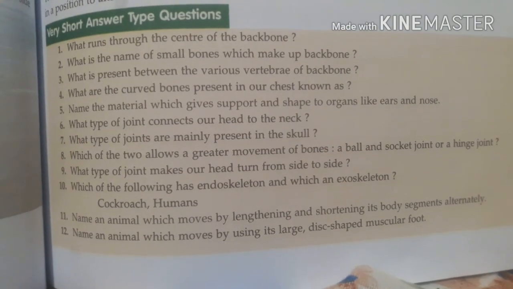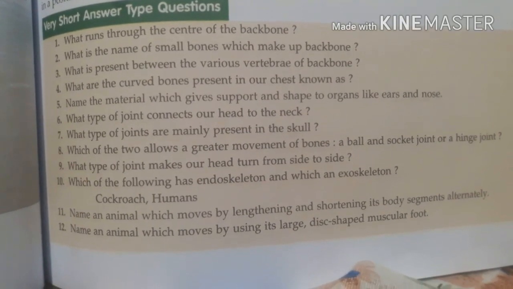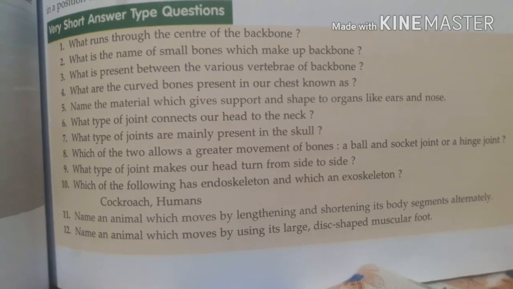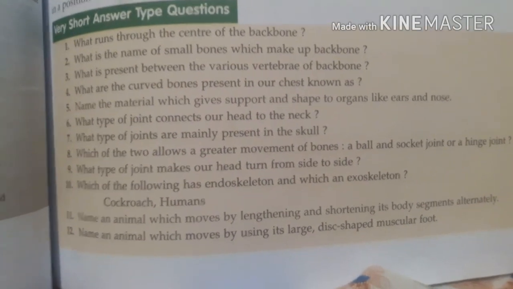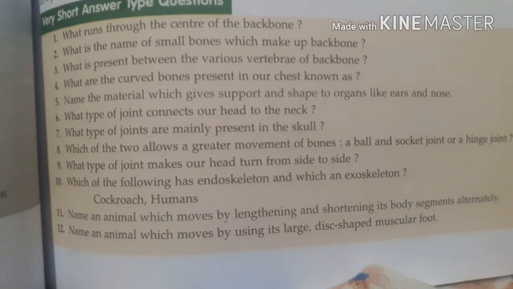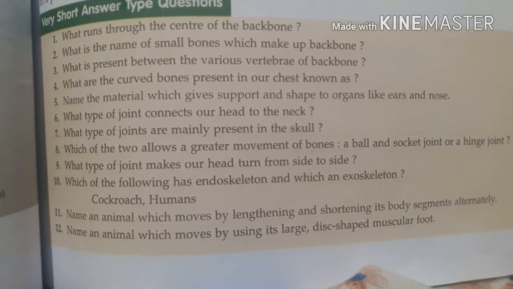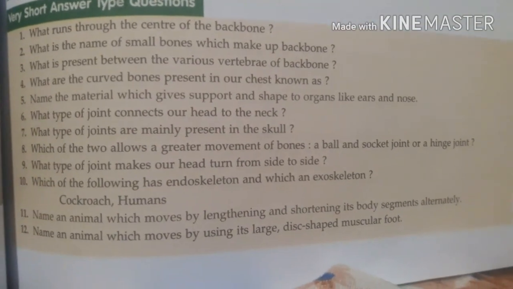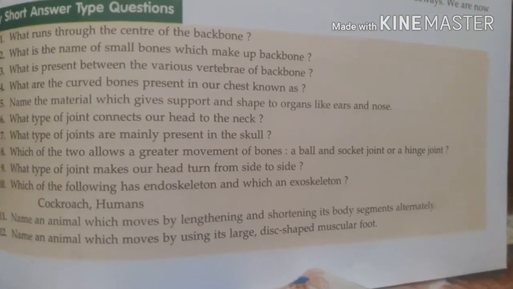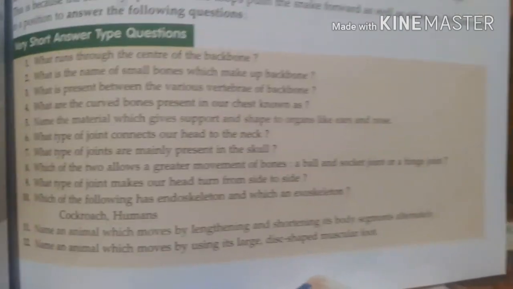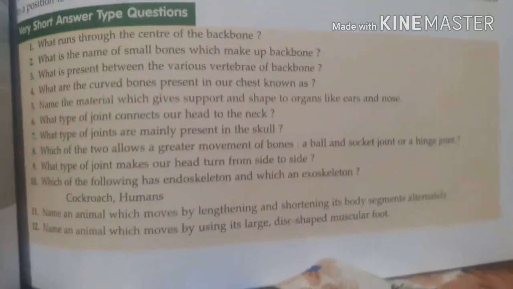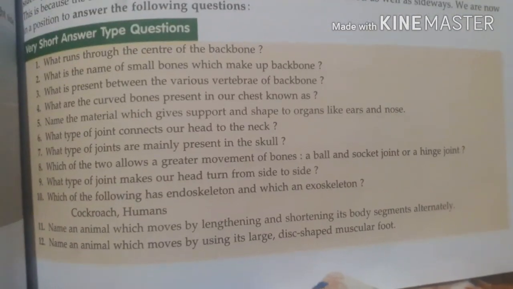What type of joints are mainly present in the skull? In the skull, fixed joints are present. Which of the two allows greater movement of bones, ball and socket joint or hinge joint? Hinge joint is limited, whereas with a ball and socket joint we can move 360 degrees. So the answer is ball and socket joint.